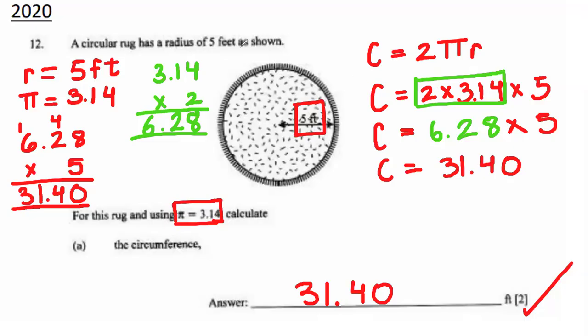All right, so that is that. That's how we get that. All right, that's the circumference. And as you can see, it's very simple once you apply all that you have learned.